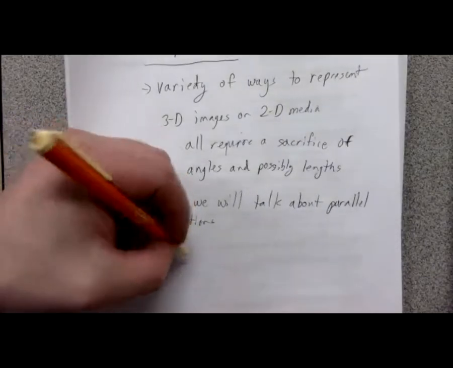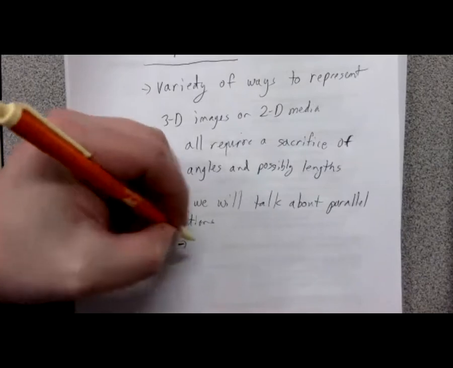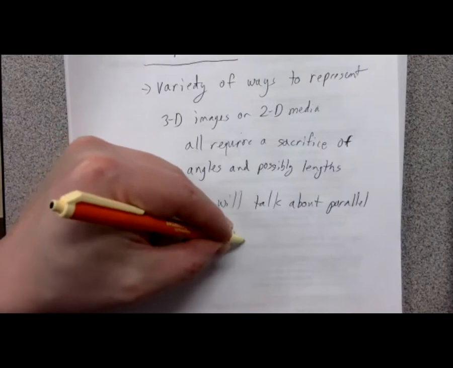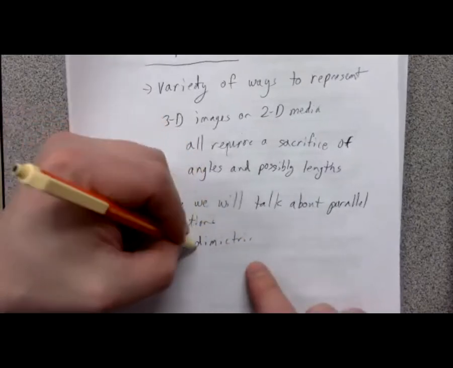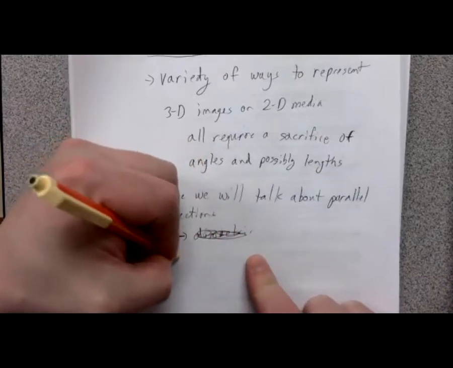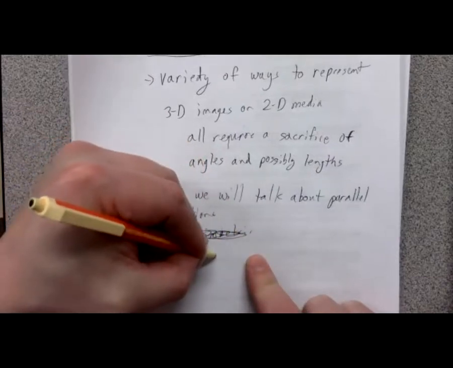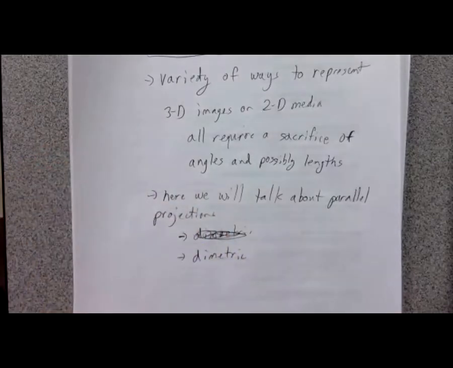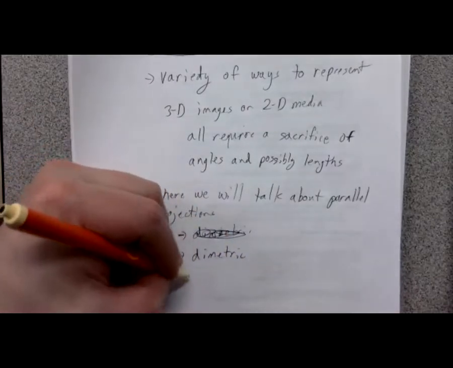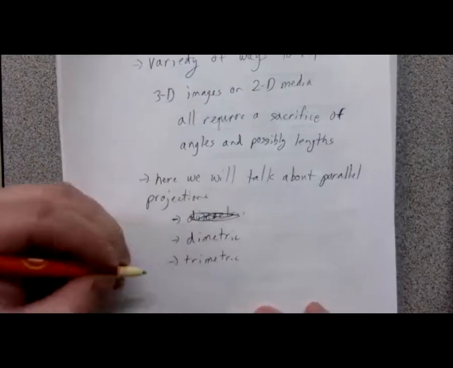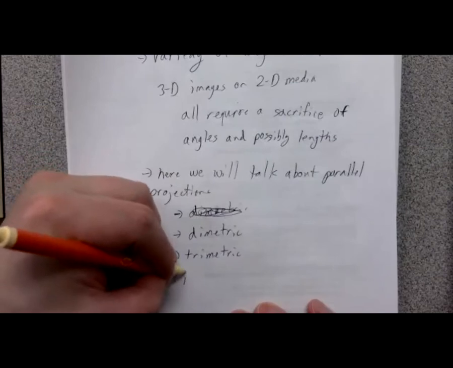There are three main categories that we're going to focus on: the dimetric, the trimetric, and the isometric.